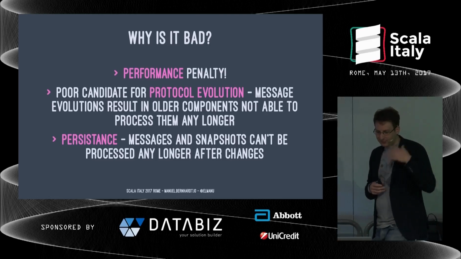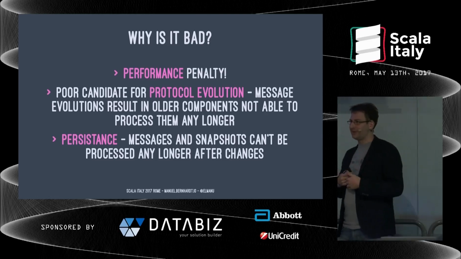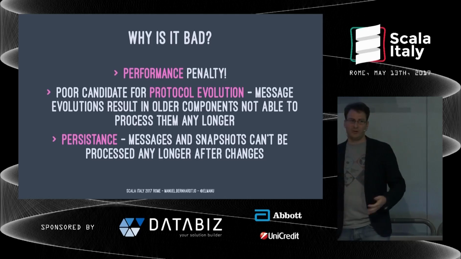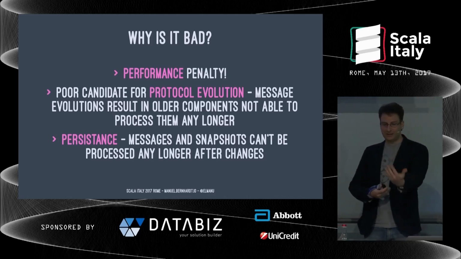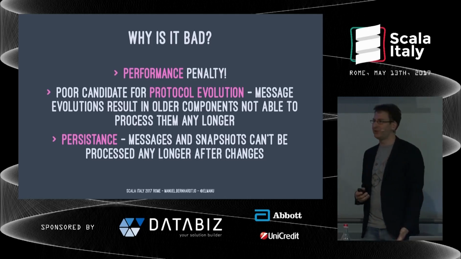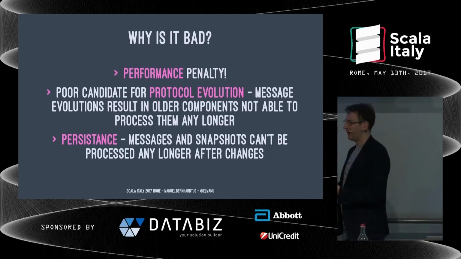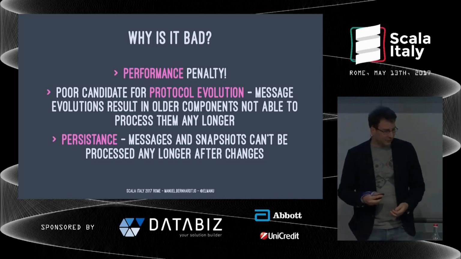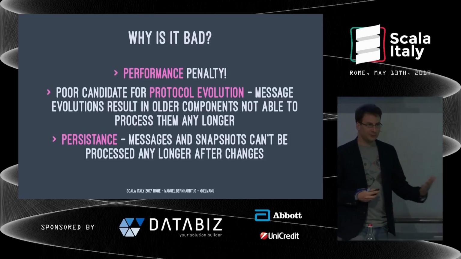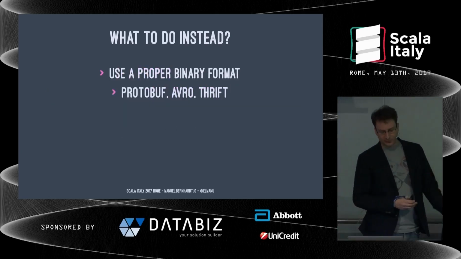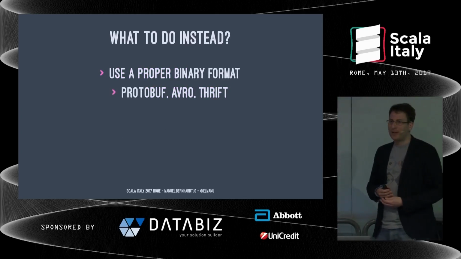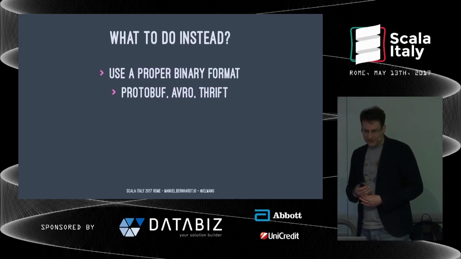And then in terms of persistence, it's the same thing. Imagine you have a persistent journal or a snapshot store, and the thing crashes, and it tries to recover, and then it cannot deserialize something that was persisted. That's also a bad thing. So please don't use Java serialization, or don't use the default, but do configure something appropriate, such as protobuf, Avro, or thrift. Avro is an interesting one.